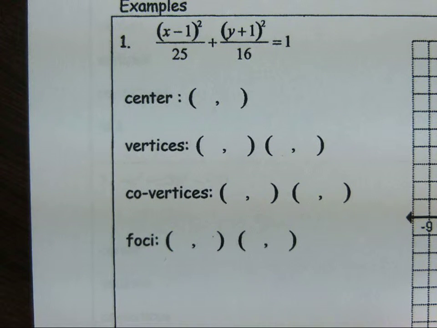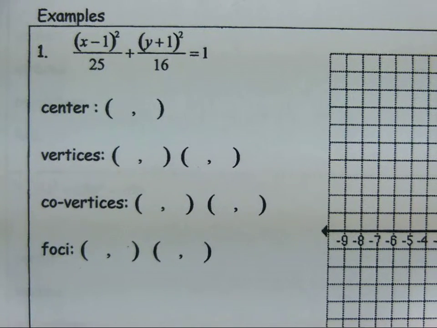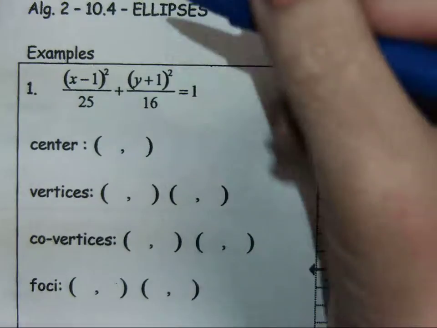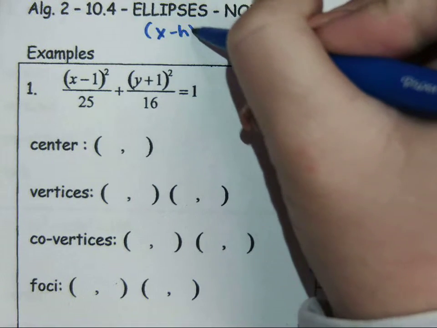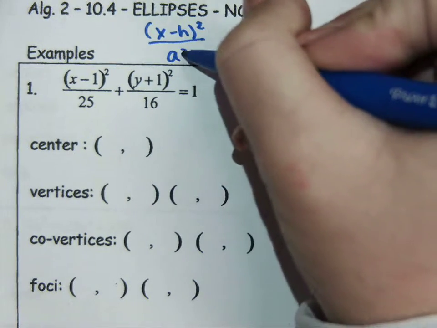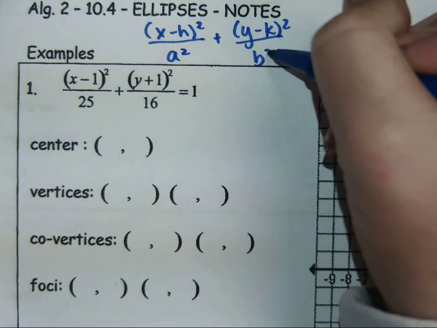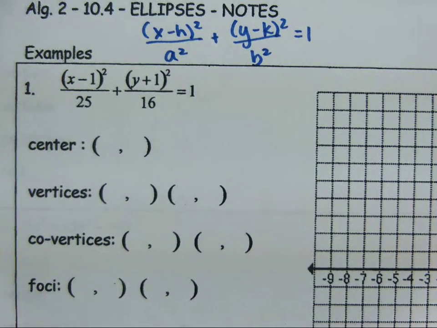So now that you have the general idea down, let's look at some that are shifted in other directions. We have a different center. So notice now we're in a different format, just like with other circles, right? We have a general format of (x minus h) squared over a squared plus (y minus k) squared over b squared equals 1 as the general form for our ellipse.